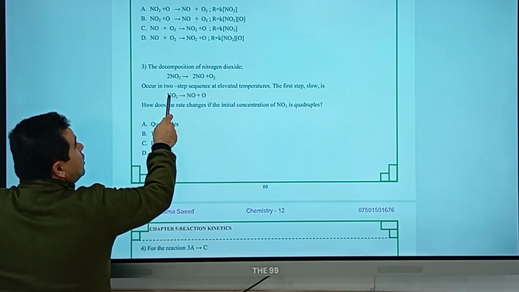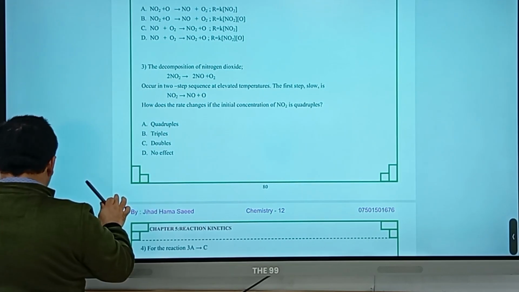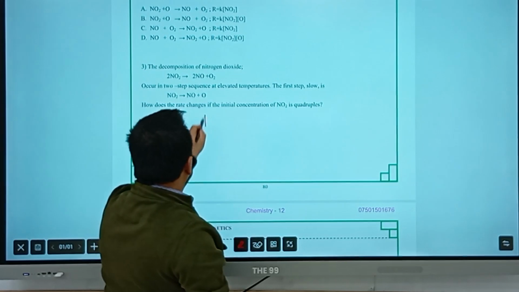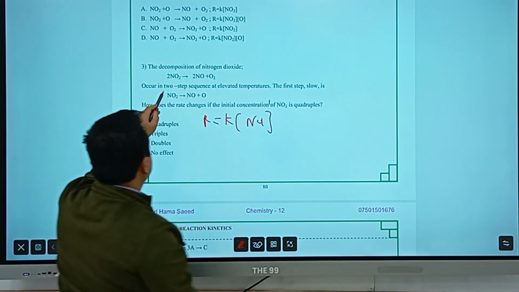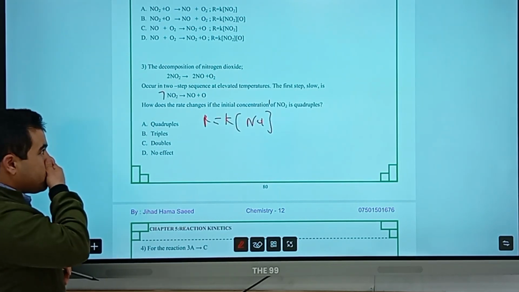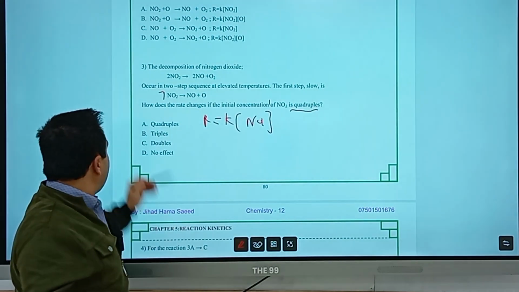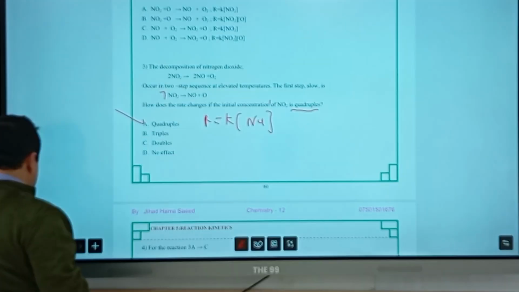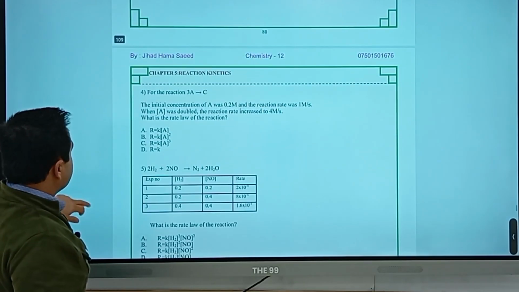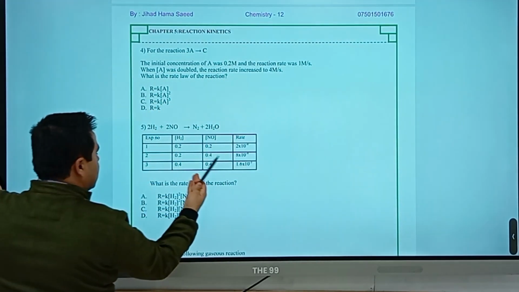Quadrupling this, you know that when it's the first step, the coefficients give the order. Let me write the rate law for you. The rate is equal to K, only NO2 to the power of 1. Why? Because its coefficient is 1. In this case, quadrupling the concentration quadruples the rate. Why? Because the order is 1. These are the types of questions.